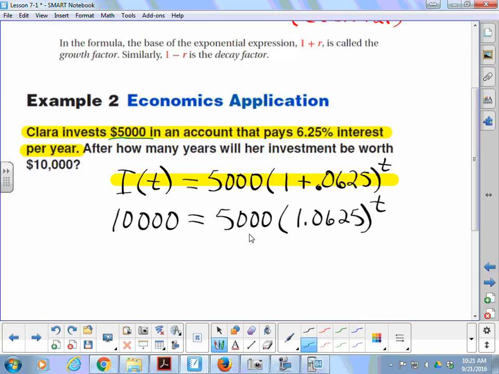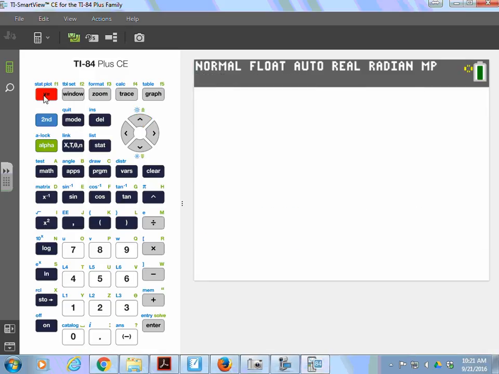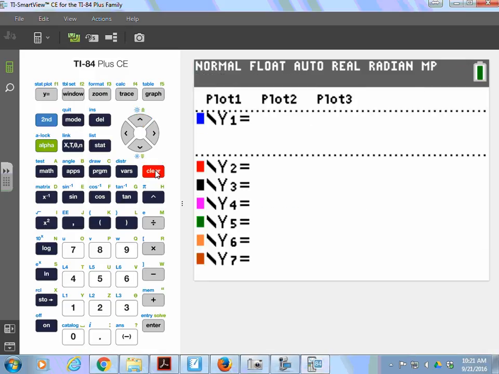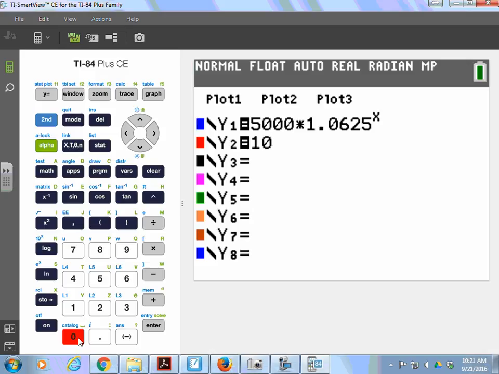So we're going to use our calculator. We will put the 5,000 times 1.0625 to the power of x. We're going to put that in y1. And we'll put 10,000 in y2. And we're going to find where those two things intersect, because we're solving an equation. So we'll find the intersection point. Okay. So y equals 5,000 times 1.0625 to the power of x. And then we want to know, when is it 10,000?